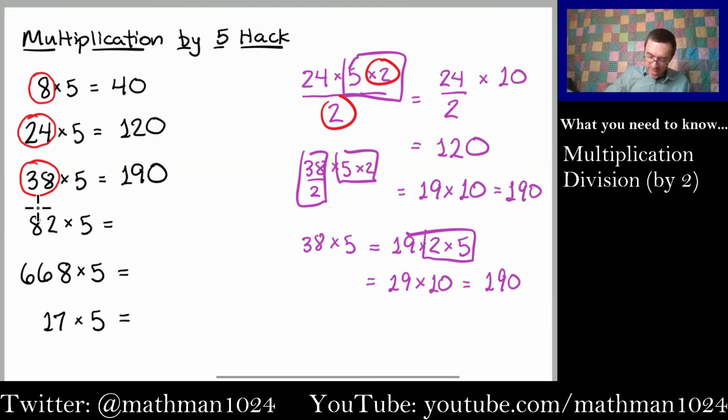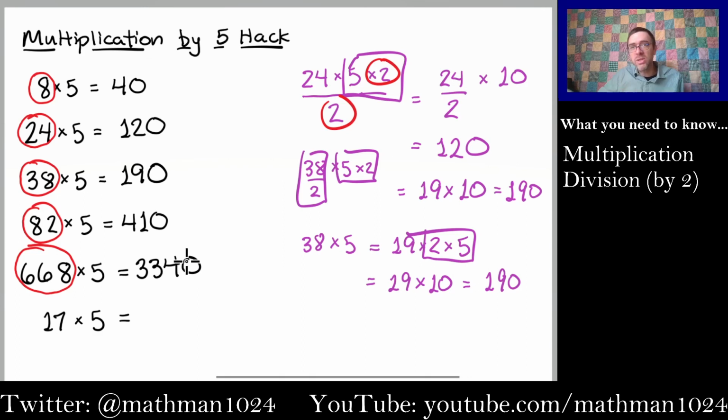Now let's take a look at 82 times 5. I need to do half of 82, which is a fairly easy number to do, because half of 8 is 4, half of 2 is 1, and then we add a 0 to the end of it. There you go. The same can be said for 668. I need to do half of this. I set this up to be nice for you because each of the digits in 668 is even. So half of 6 is 3, half of 6 is 3, half of 8 is 4, and we add a 0 to the end of that. So 668 times 5 is 3,340.